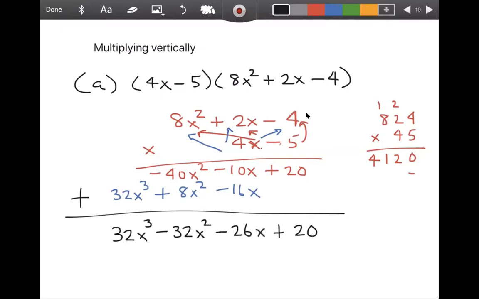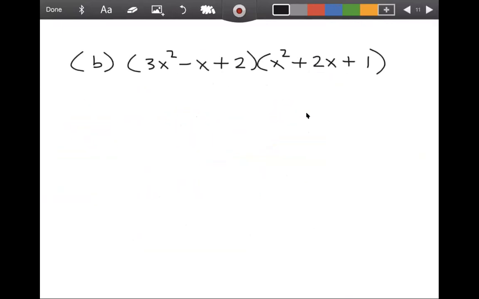All right. A lot of people think that that system makes it easier to keep track of everything. It's not as confusing. And it's especially great when you're multiplying two trinomials. I would not want to do this using the distributive property. All right, so 3x squared minus x plus 2 times x squared plus 2x plus 1.